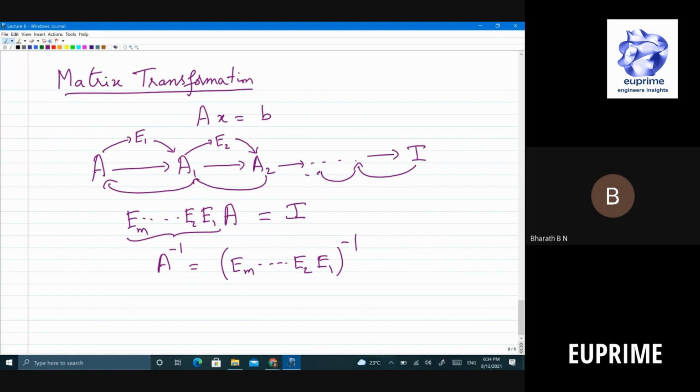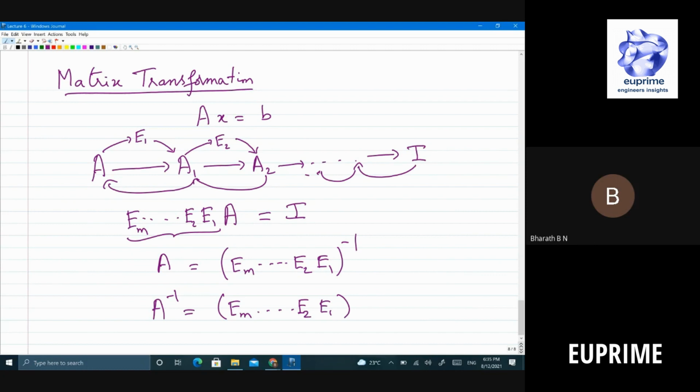Yes, question? Yeah, okay. A is this inverse, so what will be A inverse? Okay, sorry, yeah, you are right. A inverse is that, right? This product itself will be your inverse, right?